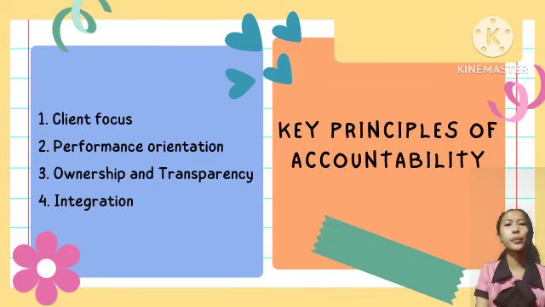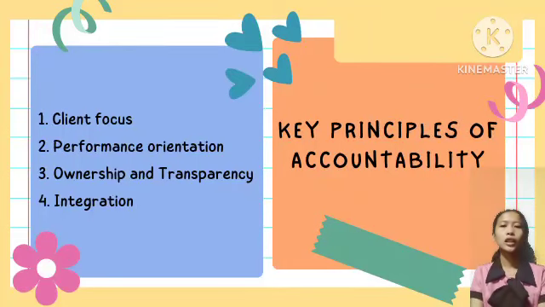We have here the key principles of accountability. The following principles serve as guidelines for performance accountability. Number 1 is client focus. This is focusing on meeting the needs of their primary clients, students, and their parents. Number 2 is performance orientation. Here, schools must increase the quality and quantity of their performance outcomes, especially students' achievements.